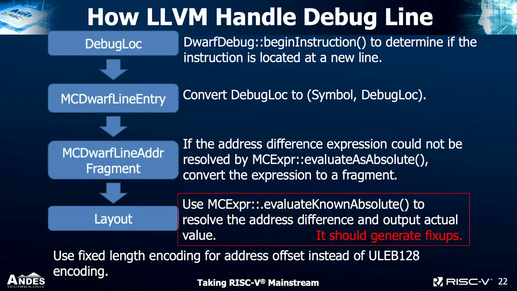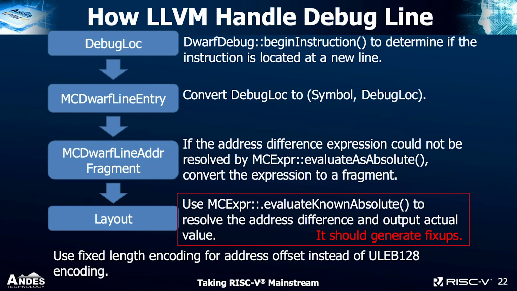The correct way is that, when handling the debug line fragment, it needs to generate a fix-up for the fragment. In addition, LLVM uses ULEB128 encoding to encode the address difference for debug line information. In order to handle it more easily, we use fixed length encoding for it.